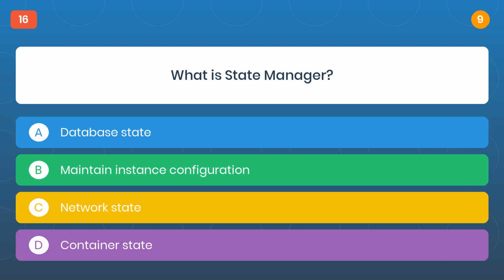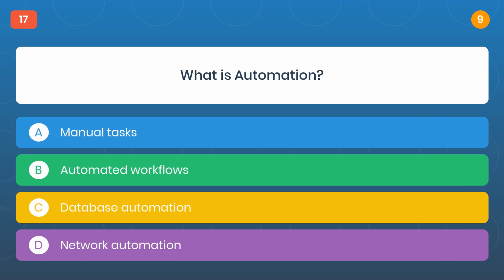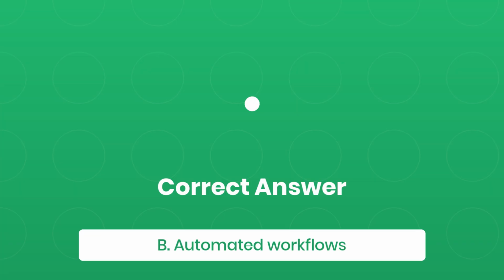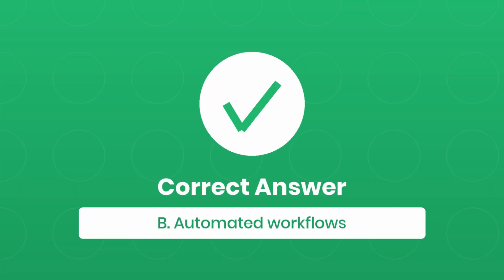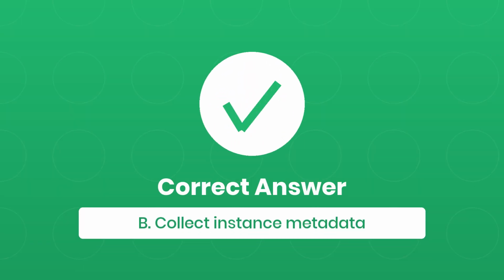Question 16. What is state manager? The correct answer is B, maintain instance configuration. Question 17. What is automation? The correct answer is B, automated workflows. Question 18. What is inventory? The correct answer is B, collect instance metadata.